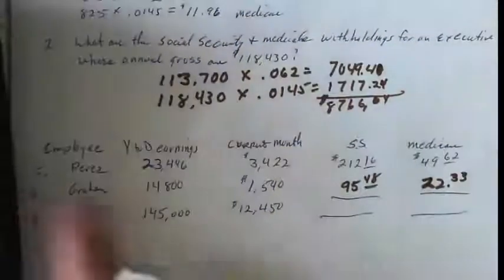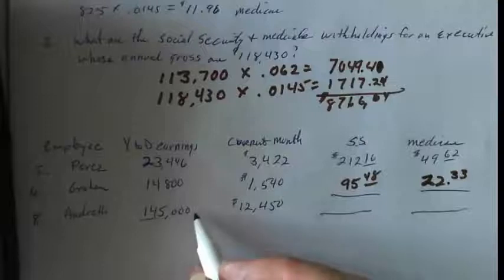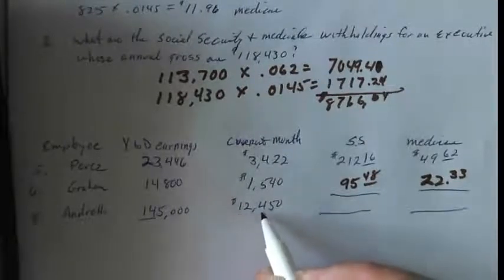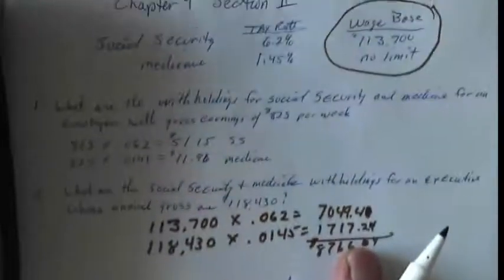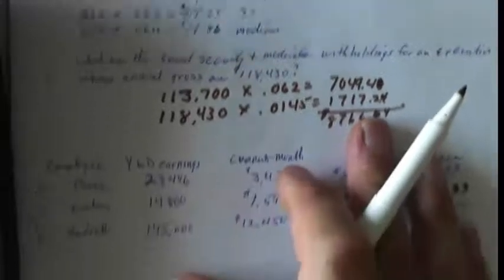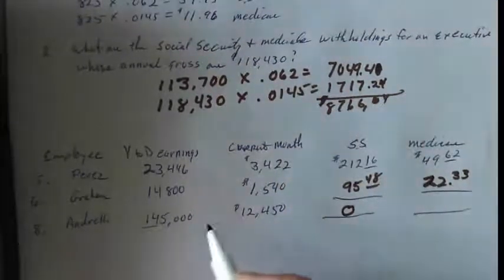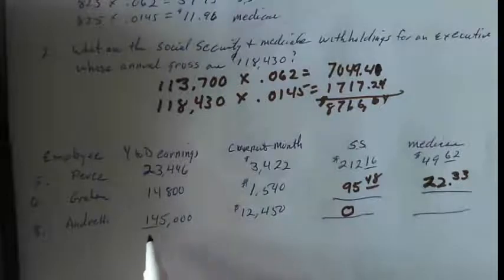Now this last one, he's got $145,000. His current month is 12,450. But he's reached that limit. Remember from up here, he's already there. So he doesn't have any Social Security tax anymore, because he's already reached his limit, probably the month before or so he got cut off on that.